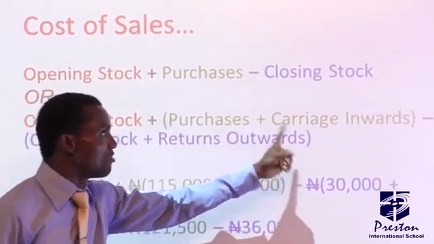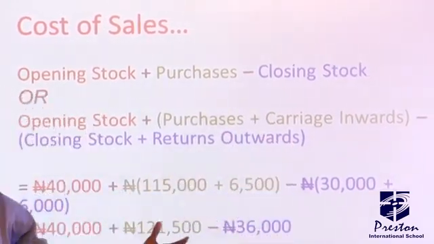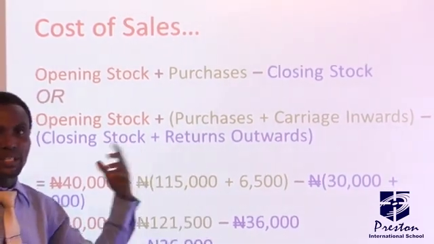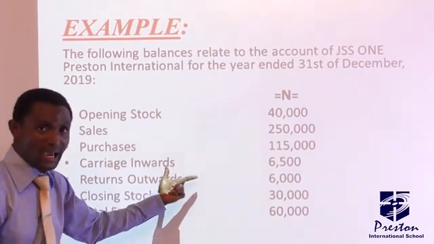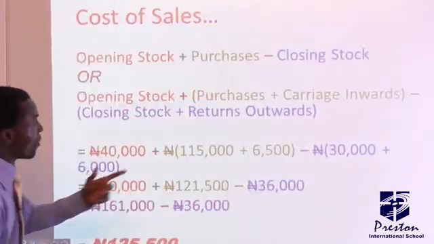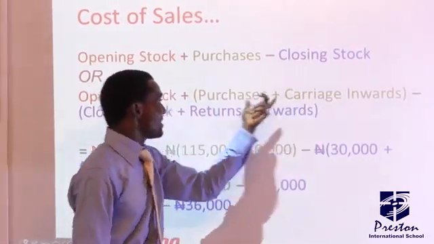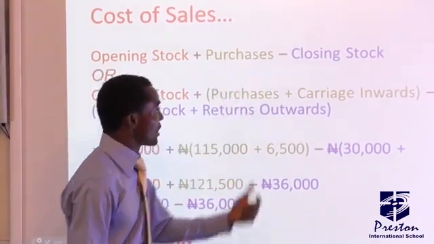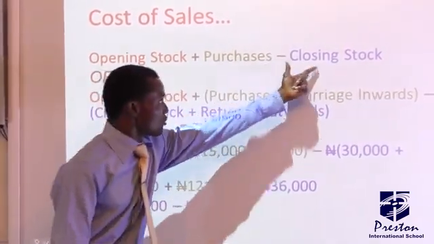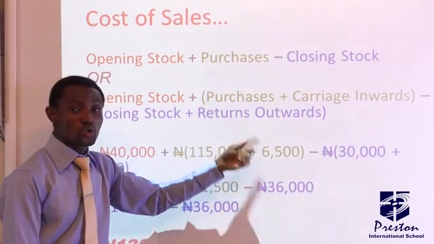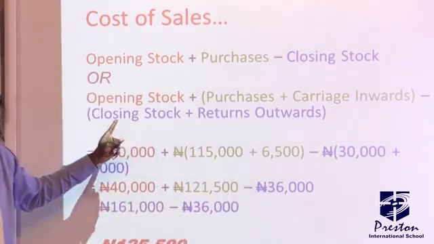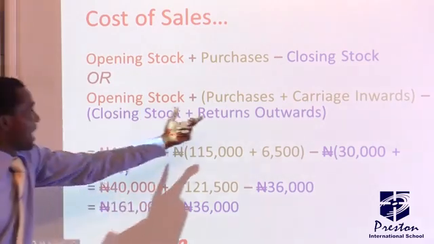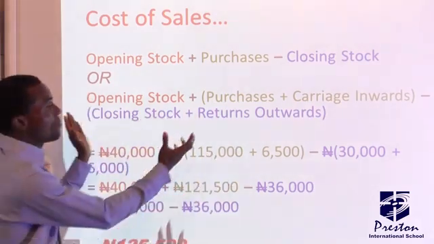Mind you, if carriage inwards is reflecting among the items given to you, and as you can see, carriage inwards is there, so therefore, we must include it. It must be added to our purchases, making the green color. Likewise, the closing stock, as long as returns outwards is reflecting among the items, it must as well be added to your closing stock. And that is why the addition of returns outwards and closing stock are being put in blue color.